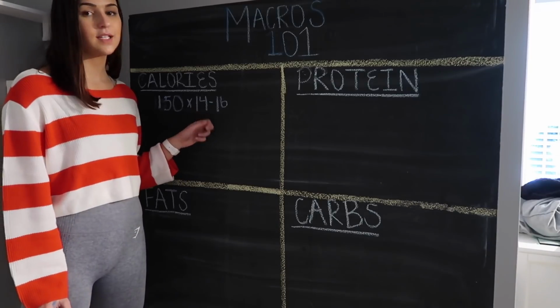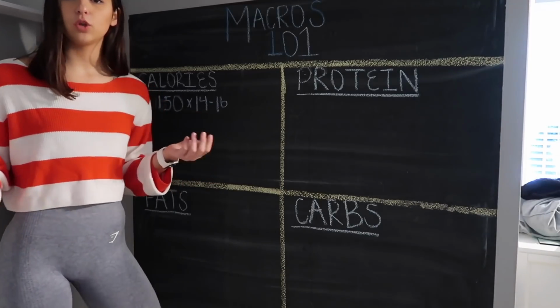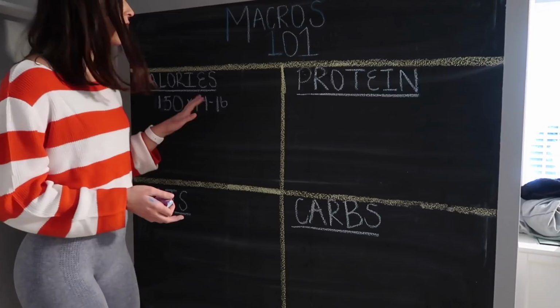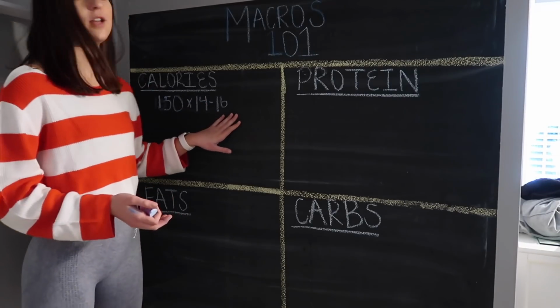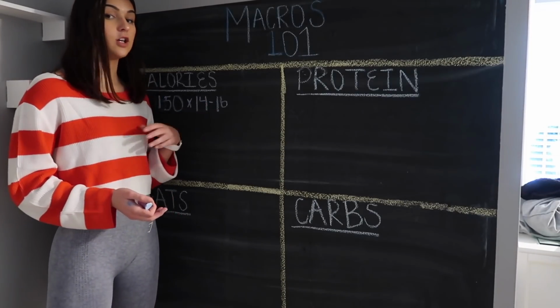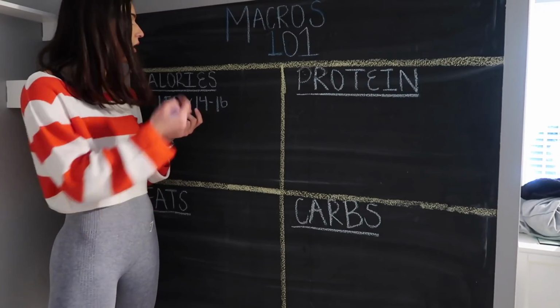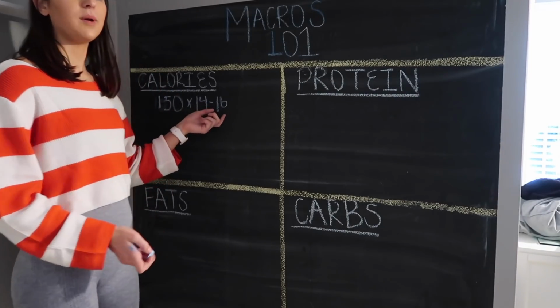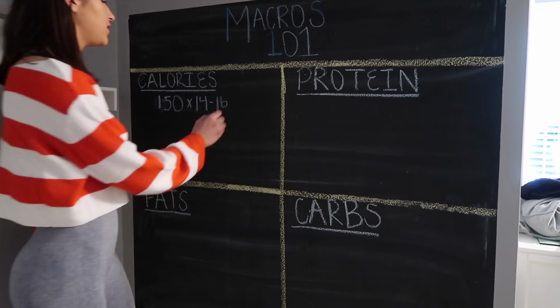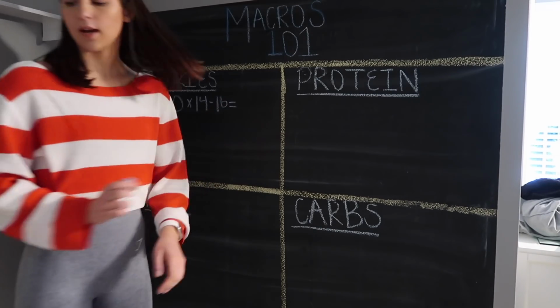14 would be less active. Say you have a sedentary job, you work out 4 days a week, you're going to pick 14, or if you're like me and you're a college student, you're walking around, you're getting over 10,000 steps a day in, you're working out 6 days a week, I would pick 16. If you're somewhere in the middle, go with 15. So like I said, I'm going to do 16.